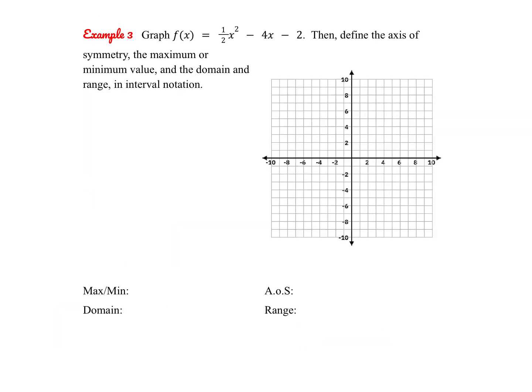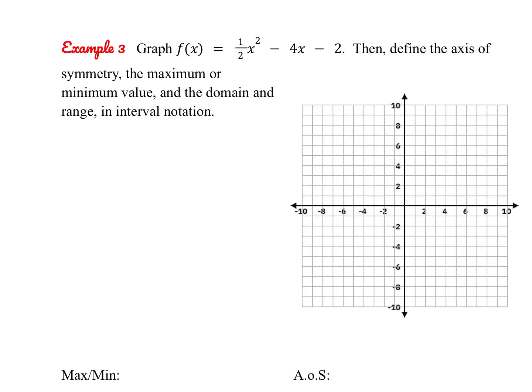All right, let's try one last example together. So here I have this function 1/2 x squared minus 4x minus 2. So it's okay that we have a fraction as our a value. We're still going to use the same formula. Negative b over 2a. So negative, here our b value is also negative, over 2 times our a value, which is 1/2. So that gives us positive 4 over 1. So our x value is just positive 4.